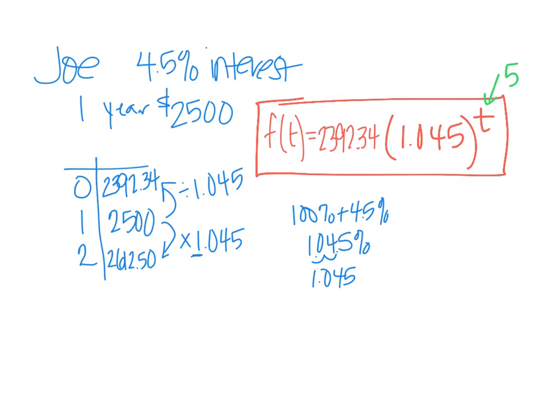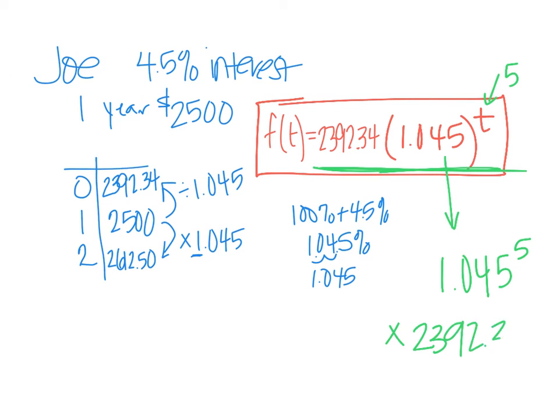Now be careful. Some of you, I'm not sure where you're getting some of your numbers. When you type this in on your calculator, please make sure you type in 1.045 to the 5th power first. I would hit enter, and then once you get that, multiply by that 2392.34. Then you can get your final answer.